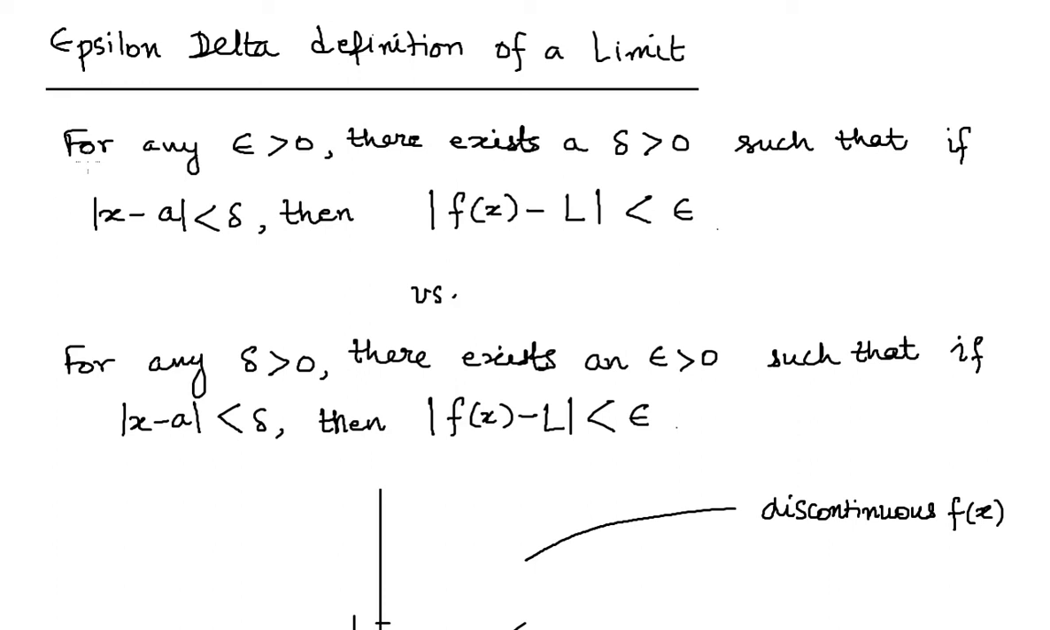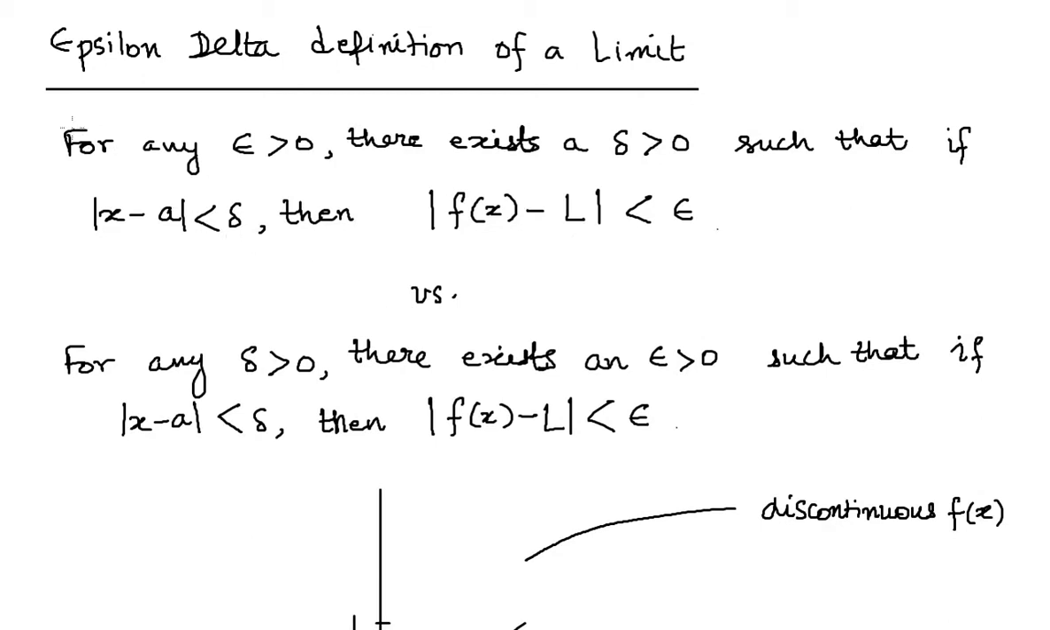Hello friends. You might have gone through the epsilon delta definition of a limit, which is the following. For any epsilon greater than 0, there exists a delta greater than 0 such that if the absolute value of x minus a is less than delta, then the absolute value of f of x minus L is less than epsilon. Right? So here of course x is approaching the number a and f of x is approaching the limit capital L.